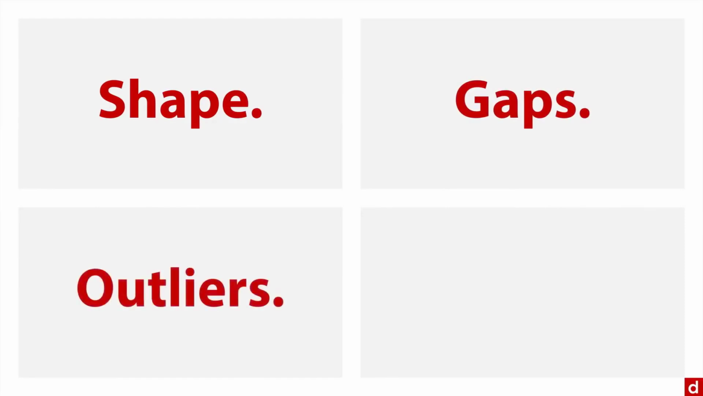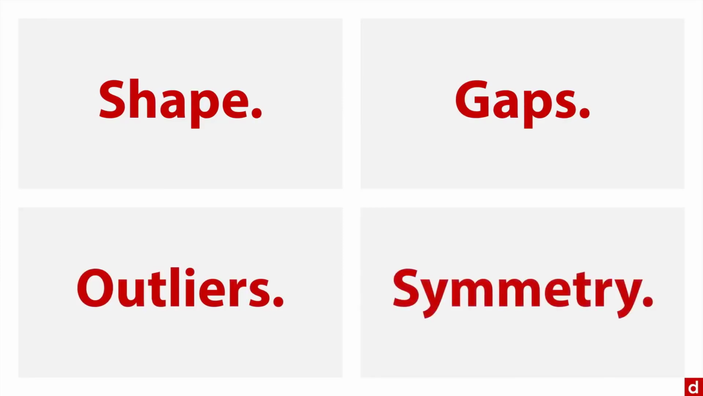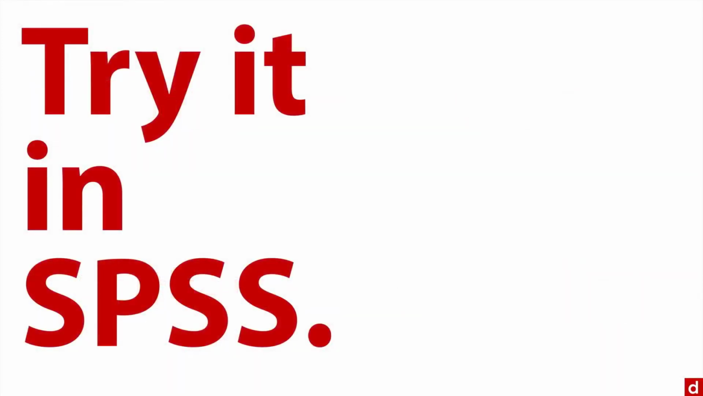Are there outliers that you would need to take into consideration before you do your analysis? Is your data symmetrical? There are a lot of different things that you could look for, and some of these are going to have a lot of influence on your analyses. So it's important to take a look at the data, and a histogram will give you a great impression of a quantitative or scaled variable. We'll try it in SPSS.